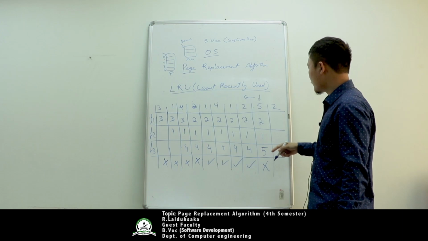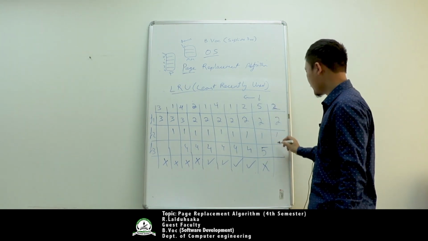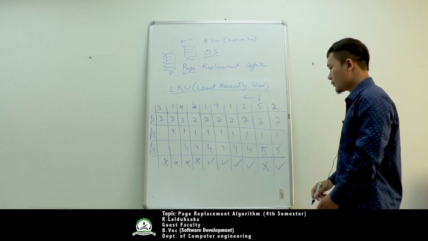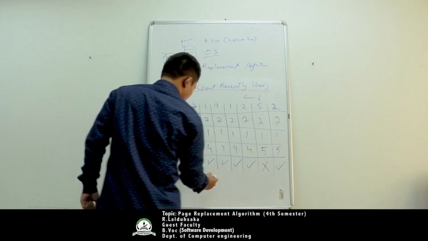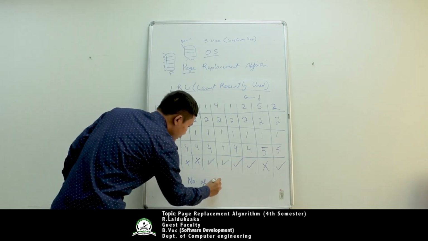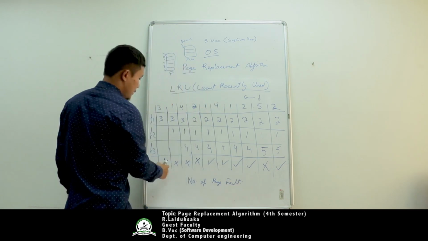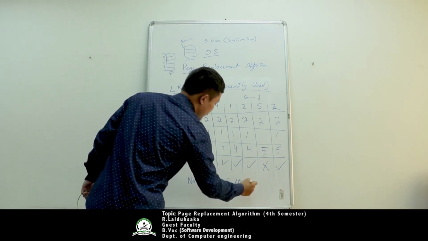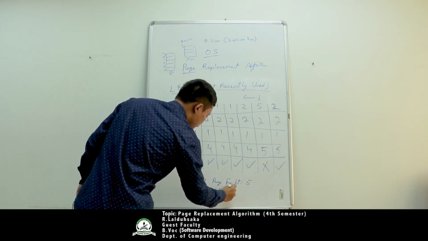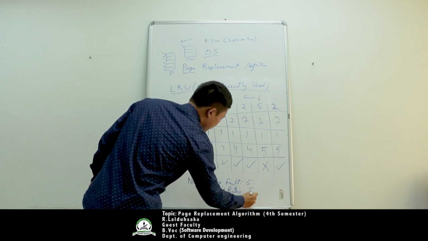This is true. True is already here. It is a hit. So number of page faults: 1, 2, 3, 4, 5. 5 again. Hit ratio is same for this case, 5 by 10.